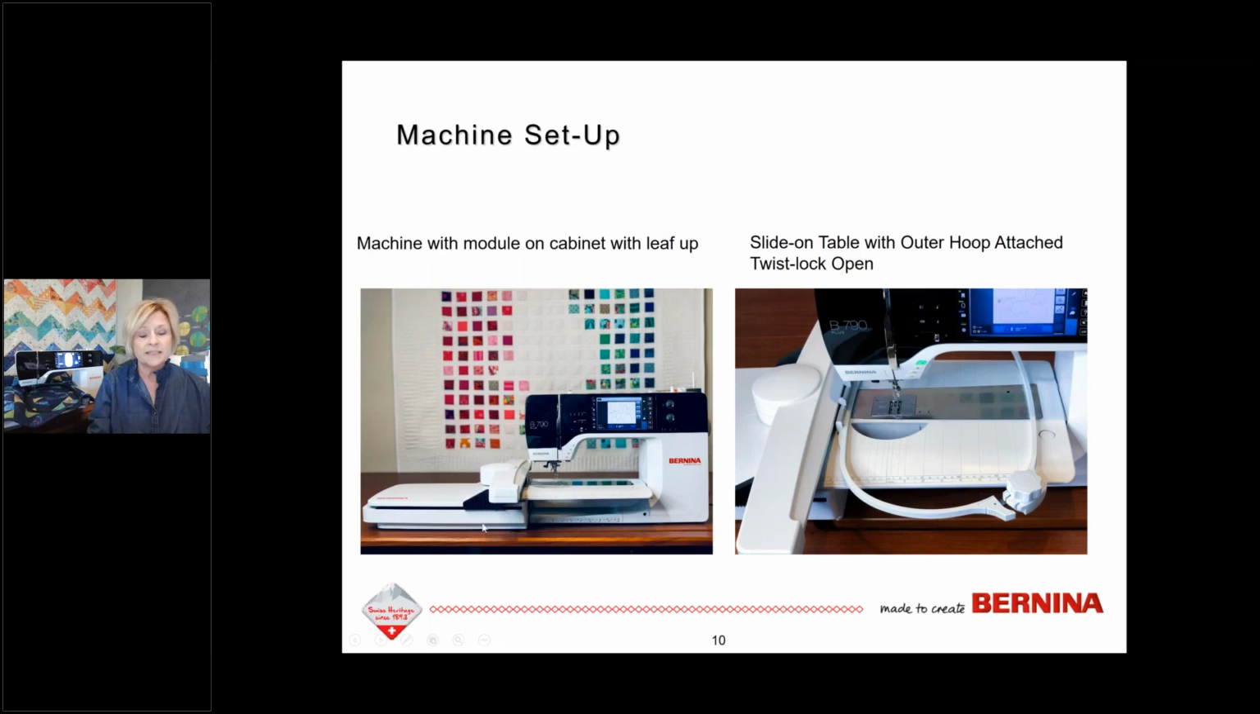So this is the setup of the machine that I like to have. And then I always do attach my slide-on table. And then, as I said earlier, I attach my outer hoop. And this is how my machine is set up and ready to go when I am ready to start quilting my quilt with the embroidery machine.